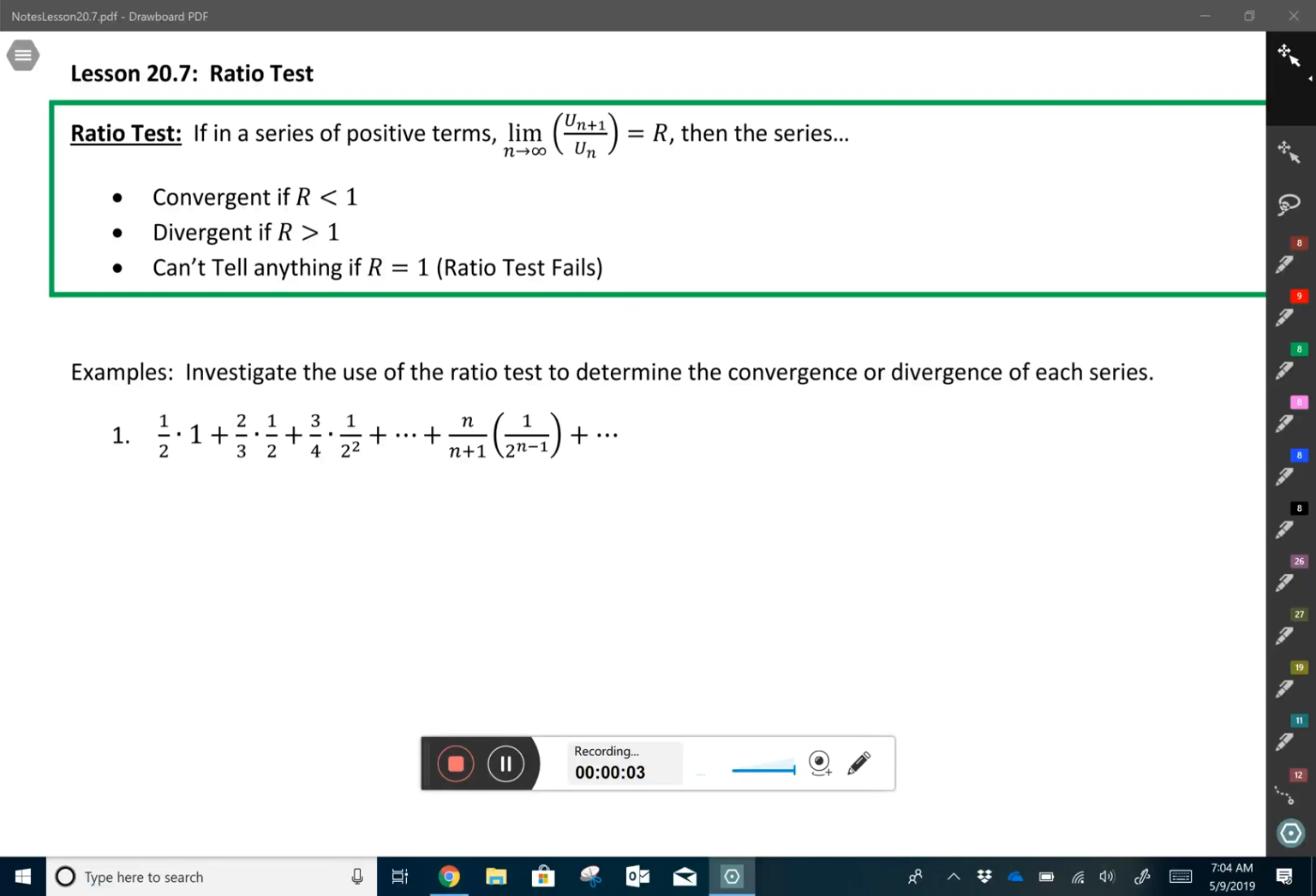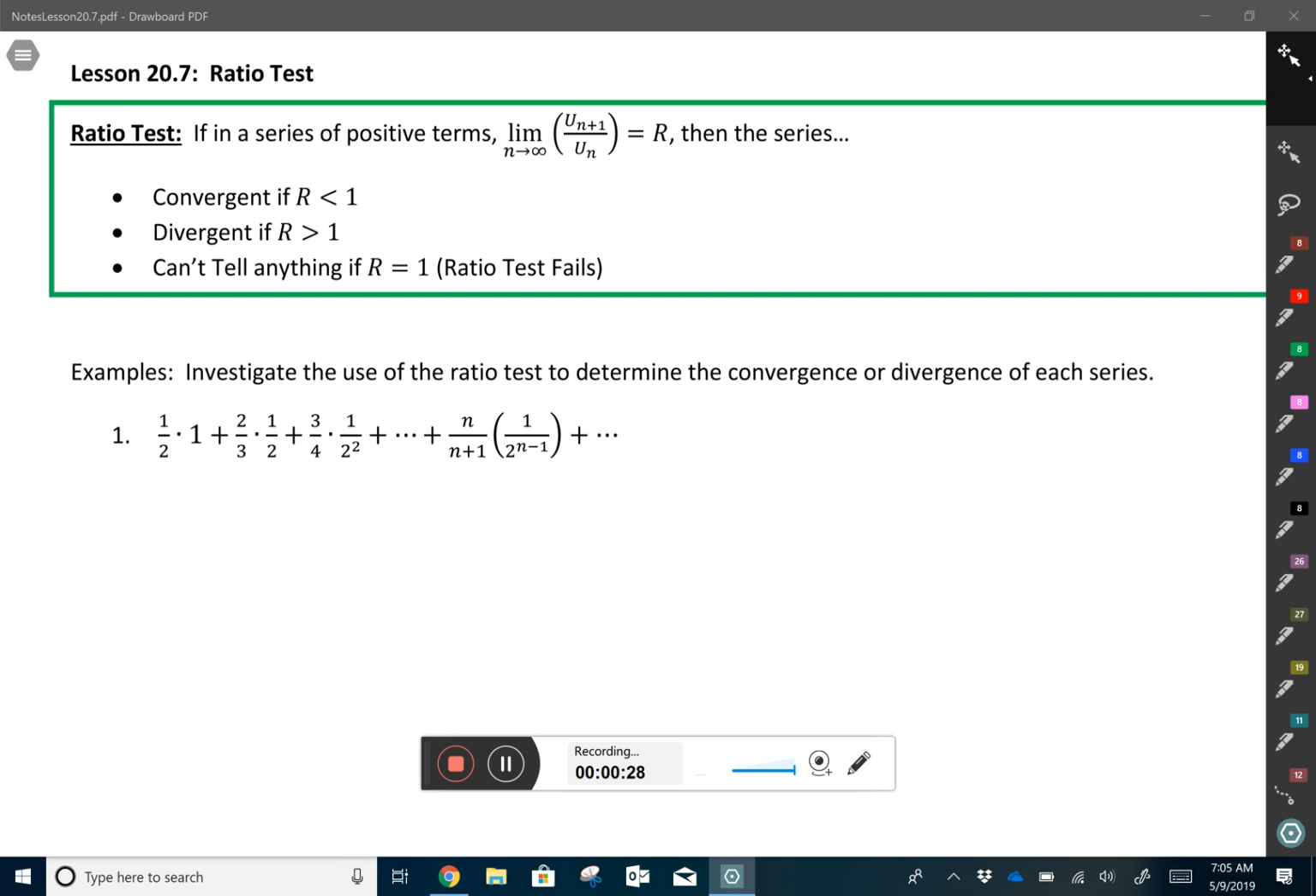All right. So lesson 20.7, which is the ratio test. The only theorem that we have here. Actually, I think this is kind of one of the easier tests to do. It's just a bunch of algebraic simplifying, and then you take a limit. And the limit is as n goes to infinity. So finding limits as n goes to infinity, we've been working with those a long time, and they're pretty easy to do.